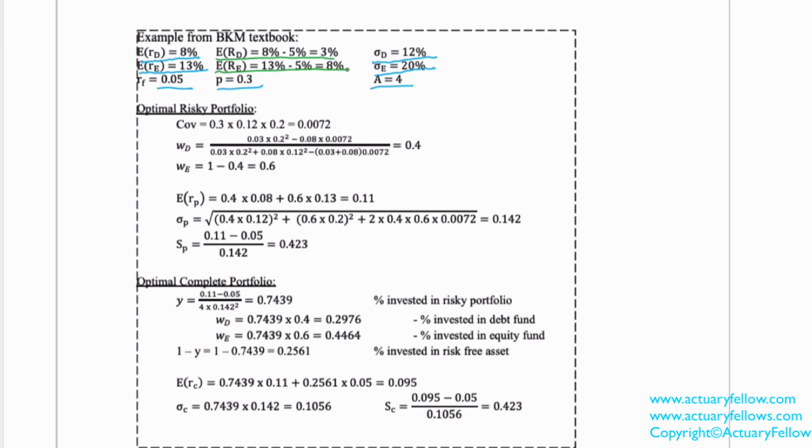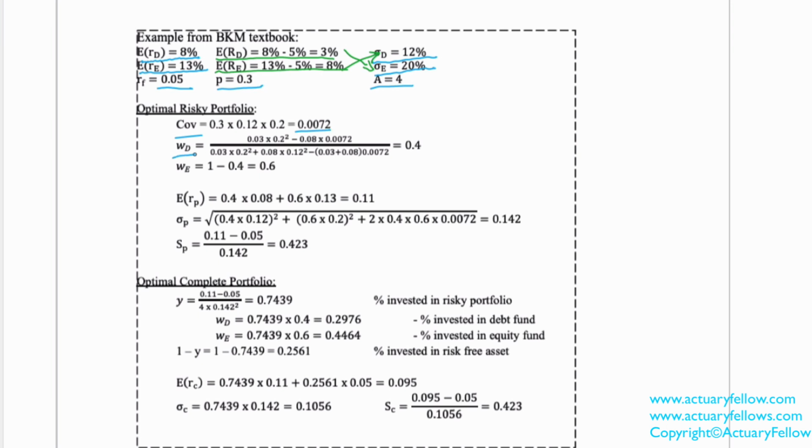When plugging numbers into the optimal weight formula, one simple way to remember what to multiply is to crisscross multiply expected excess return and standard deviation. Second, calculate the covariance. Correlation 0.3 times standard deviation of debt fund 0.12 times standard deviation of equity fund 0.2 equal to 0.0072. Now plug the numbers into the optimal weight formula to find WD.